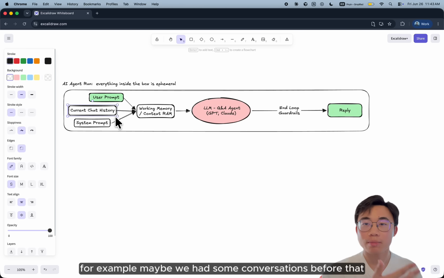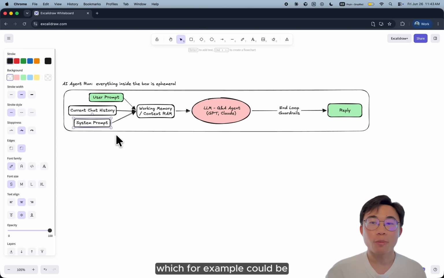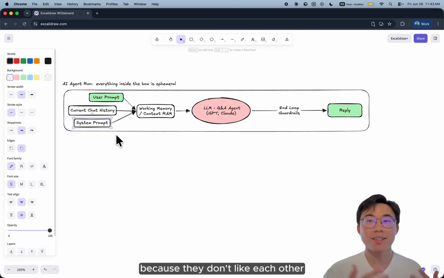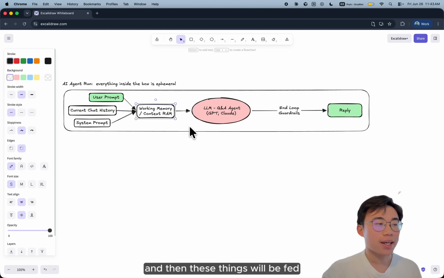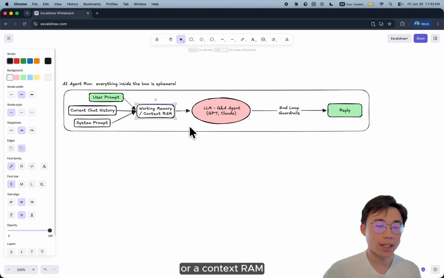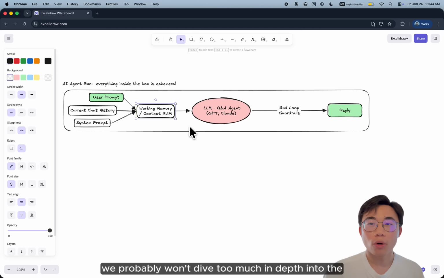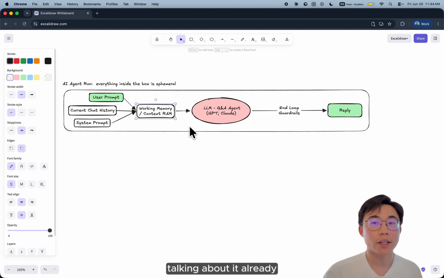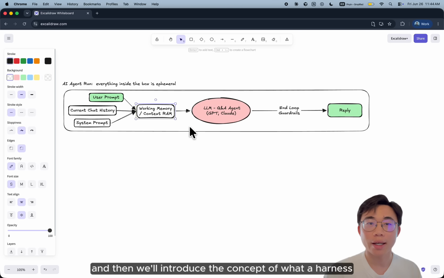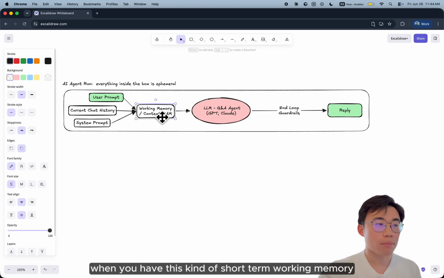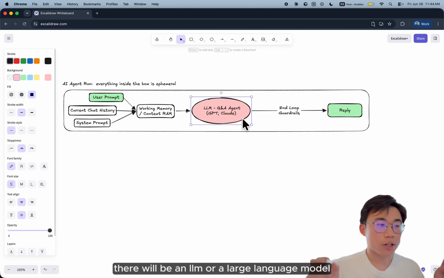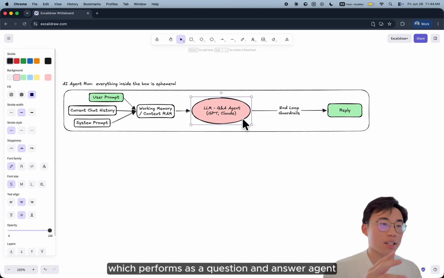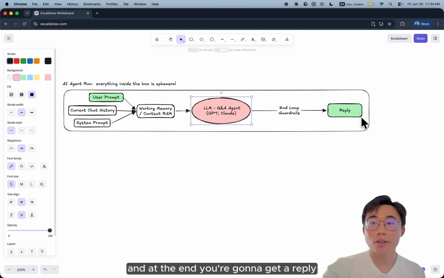For example, maybe we had some conversations before that, which for example could be, you should talk to me like Elon Musk grilling Sam Altman because they don't like each other. And then these things will be fed into this thing called a working memory or a context RAM. In this video, we probably won't dive too much in depth into the memory system because there's a previous video talking about it already. But I'll just quickly go through it and then we'll introduce the concept of what a harness means. When you have this kind of short-term working memory, there will be an LLM, or a large language model, which performs as a question and answer agent. And at the end, you're going to get a reply.